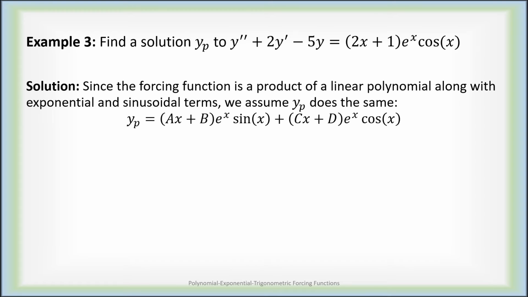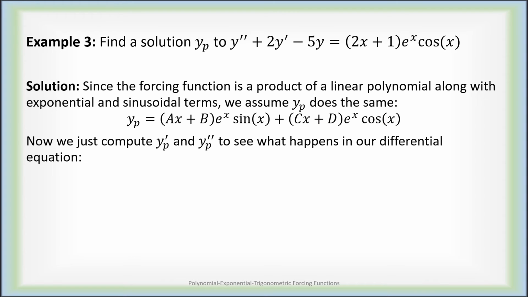But since I have a cosine, my proposed solution needs to have a sine and or a cosine, and each one of them gets their own first degree polynomial terms. So we have first degree polynomial e to the x sine x and a presumably different first degree polynomial e to the x cos x. What we do with this is we compute its first and second derivatives and start solving for a, b, c, and d by comparing to the differential equation with the desired result.